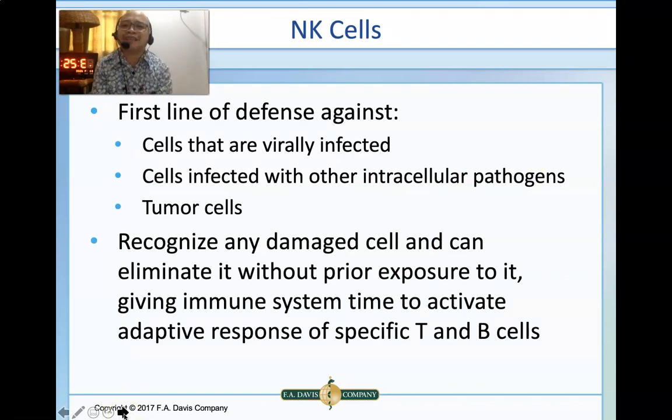Okay, so let's talk about the natural killer cells. Natural killer cells are also considered as the first line of defense against cells that are virally infected and those that are infected with intracellular pathogens or tumor cells. These are collectively called the target cells. So, natural killer cells are also known as the large granular lymphocytes. Okay? Large granular lymphocytes that can recognize any damaged cell and can eliminate it without prior exposure to it, giving the immune system time to activate an adaptive response of specific T cells.